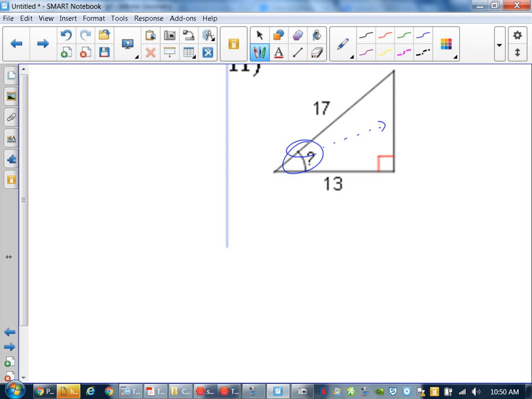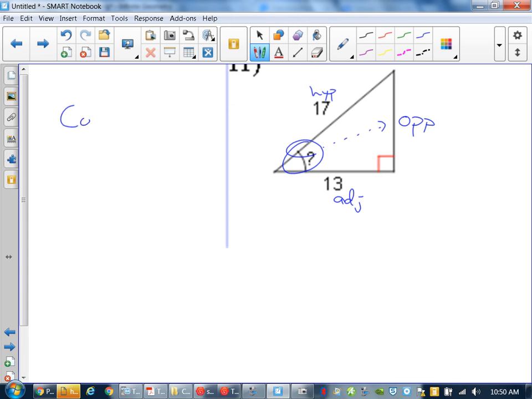The side length over here is my opposite. I don't know what it is. I don't care what it is. Riley, you got a question? No. Okay, I was looking at my finger. 13 is my what? Your adjacent. 17 is? The hypotenuse. Cosine. Very good. I'm going to use cosine to set it up.